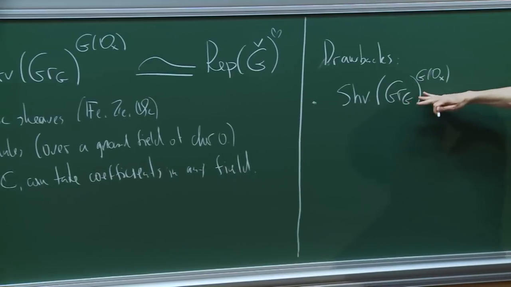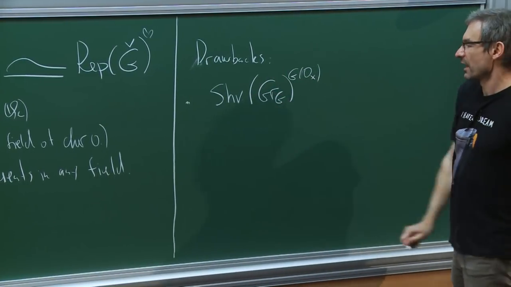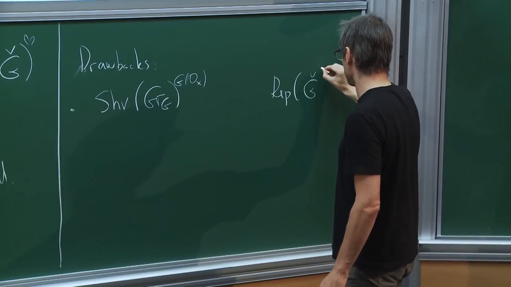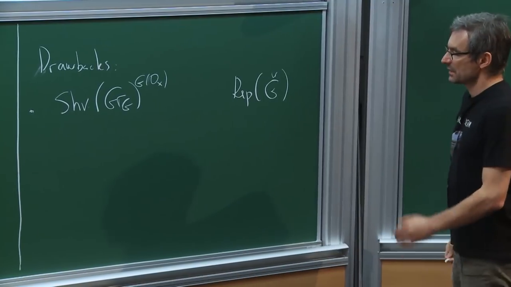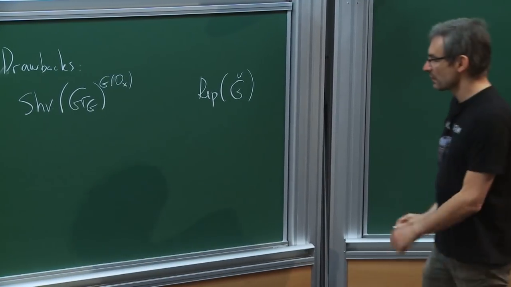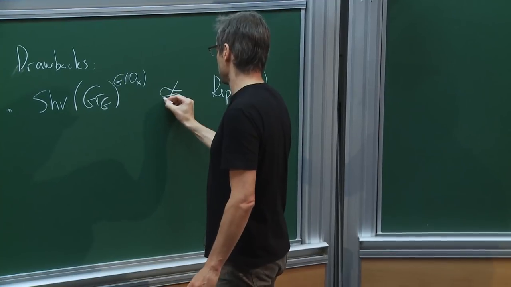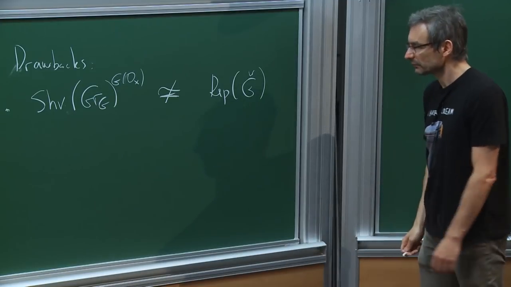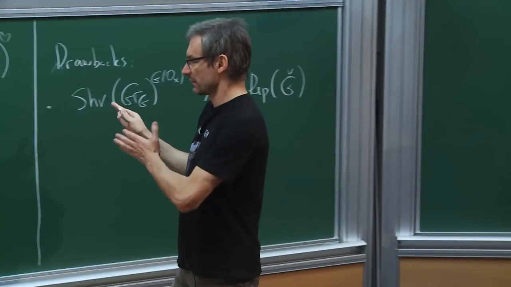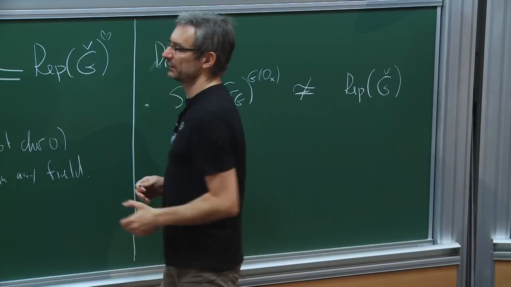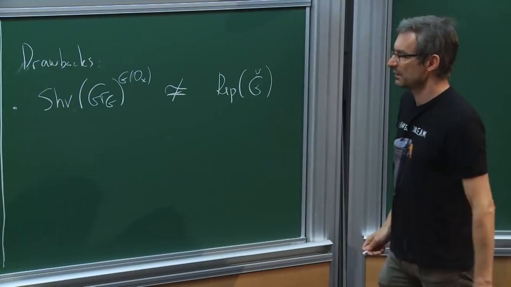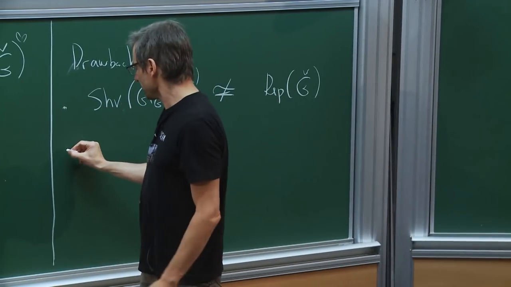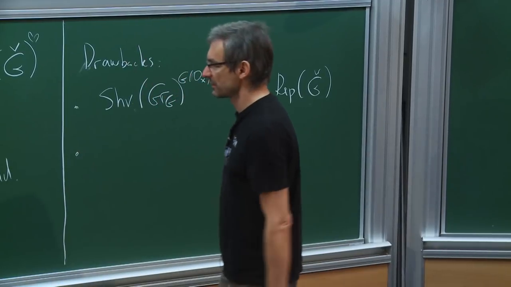And one may want to compare the equivariant derived category in the affine Grassmannian with the derived category, Rebjacek. And even if your coefficients are characteristic zero, these are not at all equivalent. You can explicitly say what this thing is, and it's something else. So this is a kind of fragile statement. It only happens at the abelian level.